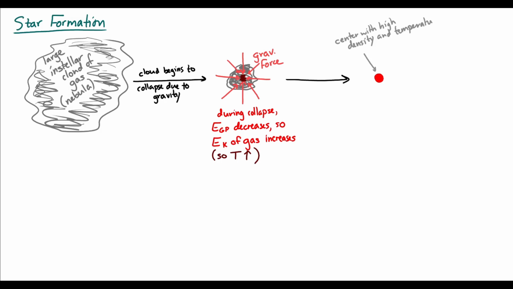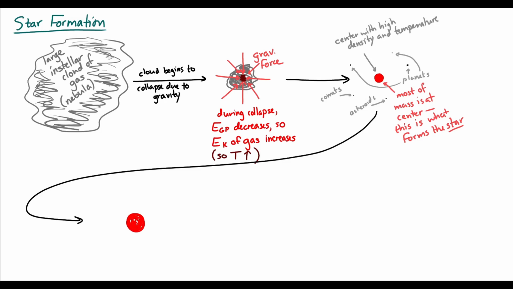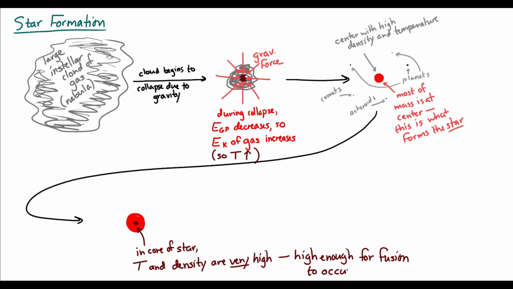And there's little bits that are left outside. Those are the things that form planets, moons, asteroids, and comets. But the majority of the mass tends to move toward the center. This is what forms the star. And at the center of the star, the core, the temperature and the density are very, very high. And eventually they become high enough for fusion to occur, for those hydrogen atoms to fuse.